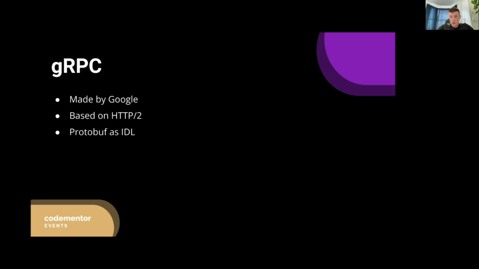First of all, it's made by Google, which actually justifies the first letter G. Second, what is really important, it is based on HTTP version 2. I will cover on the next slide why it is important, basically what's the difference with the second version of HTTP. And third, it actually uses Protobuf, which we'll discuss later on, as the IDL. Actually, you're not forced to use specifically Protobuf, but this is something that you will most probably use. It is part of the ecosystem of gRPC in general.